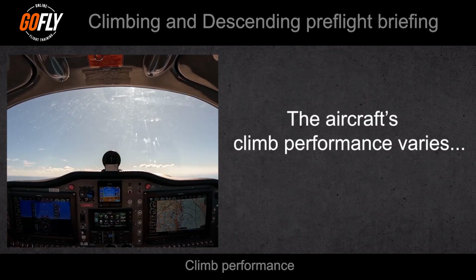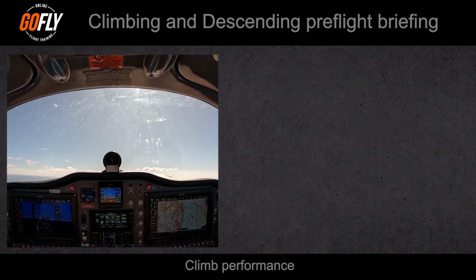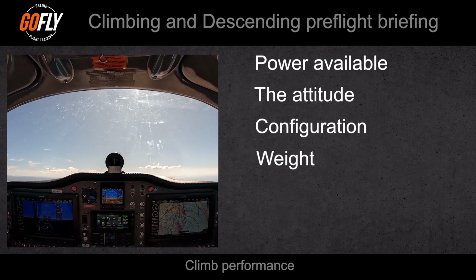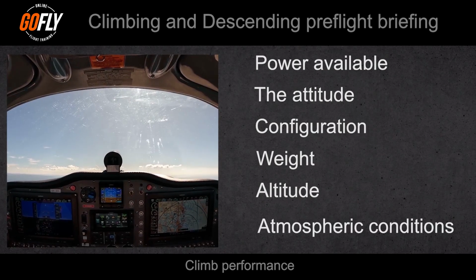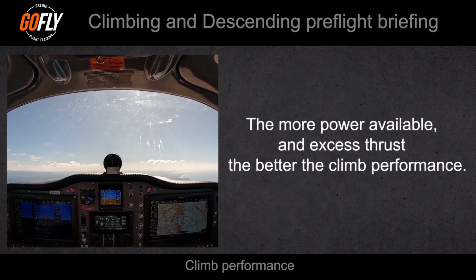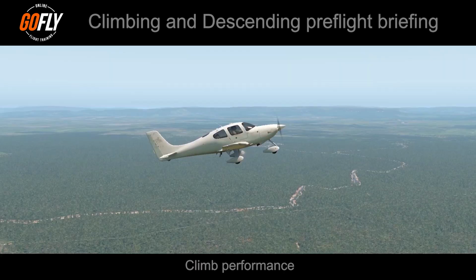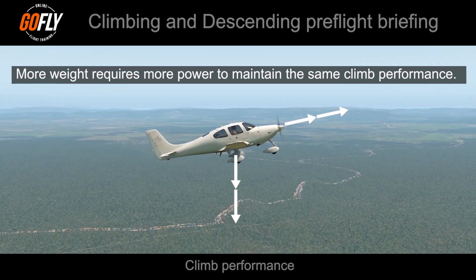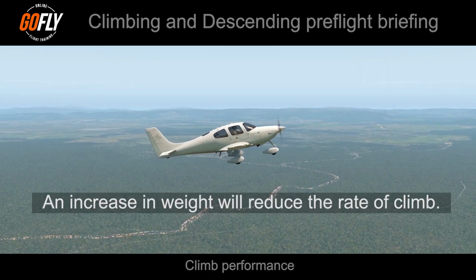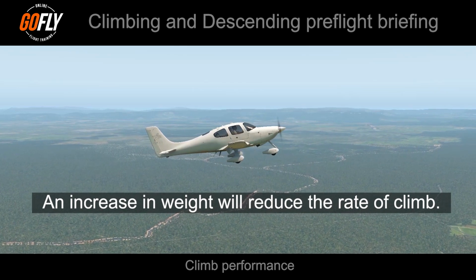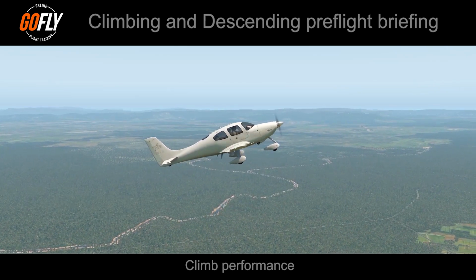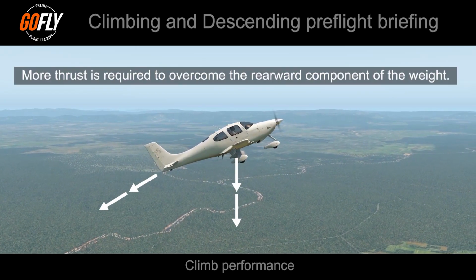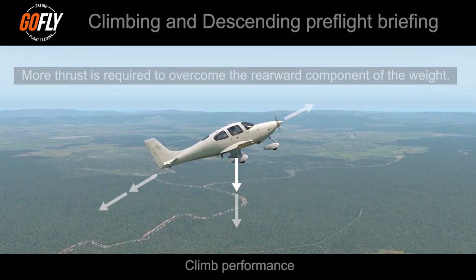It is also important to note that the aircraft's climb performance varies depending on the power available, the attitude, the aircraft's configuration, the weight of the aircraft, the altitude, and the atmospheric conditions. The more power available, or excess thrust, the better the climb performance. Weight affects our climb performance, as more weight means we need more power available to maintain the same climb performance. An increase in weight for a given power setting and airspeed will reduce the aircraft's rate of climb. In a climb, there is a rear component of weight that acts rearward. Therefore, more weight will require more thrust to overcome this rearward component of the weight.